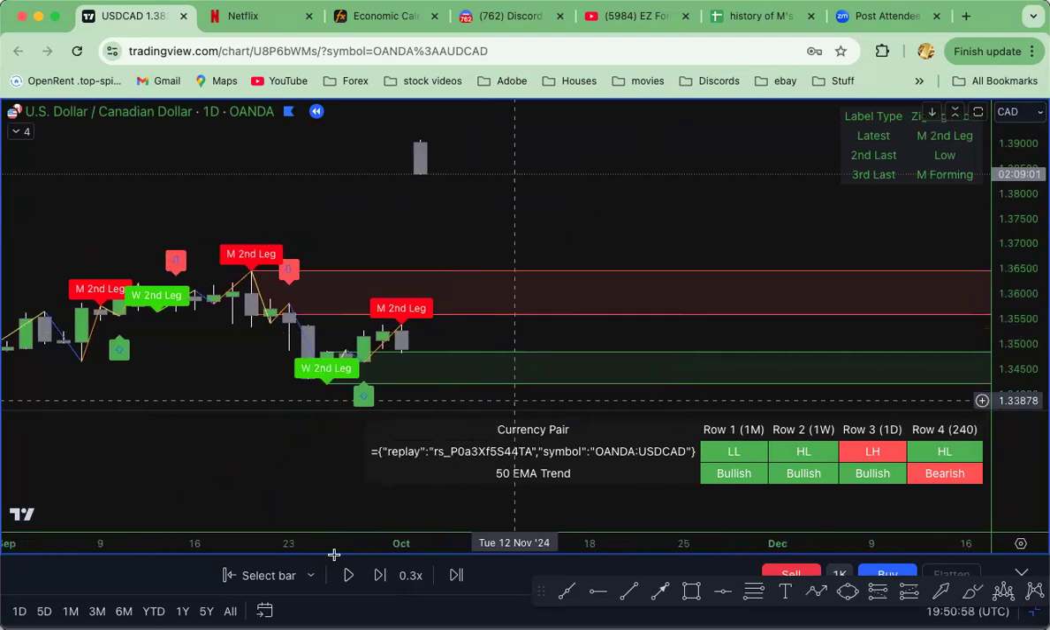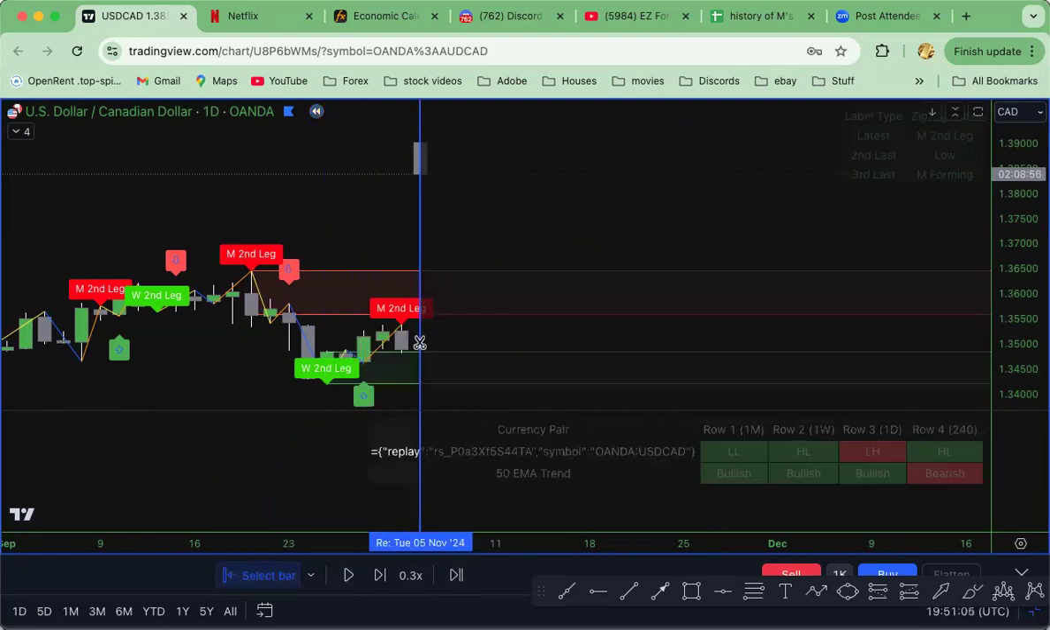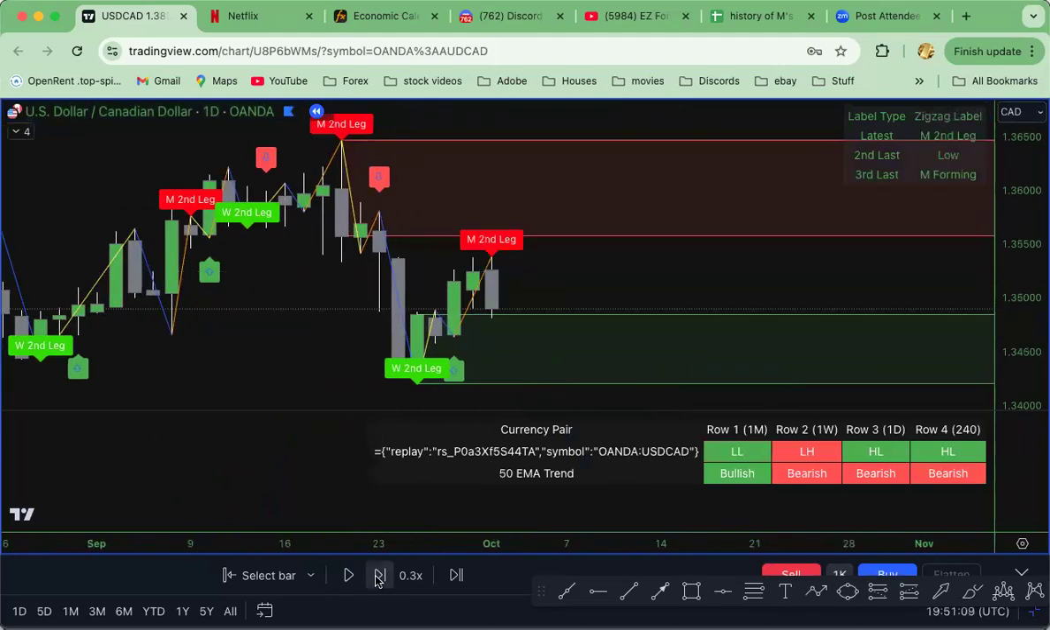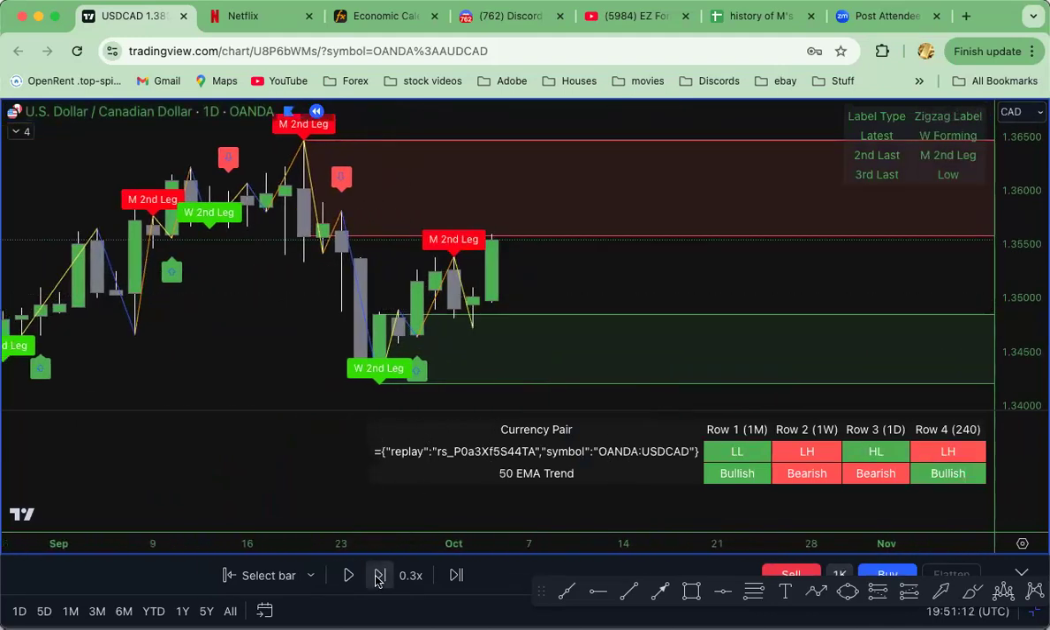Everyone's still with me? For some reason, TradingView just bugged out. Okay, what's going on in there? Okay, maybe it'll work now. Okay, yep. All right, pay attention to this dashboard.